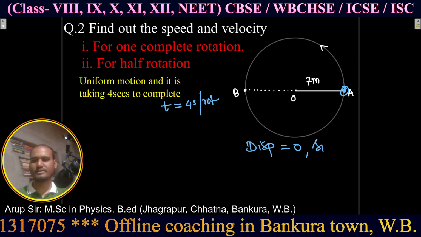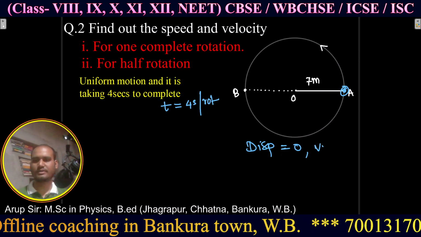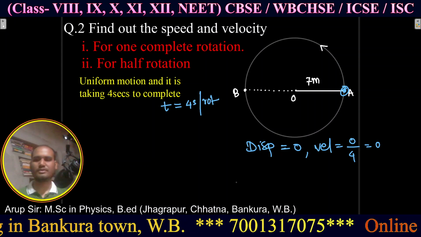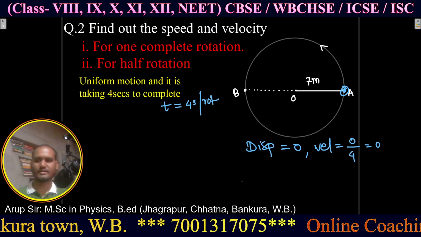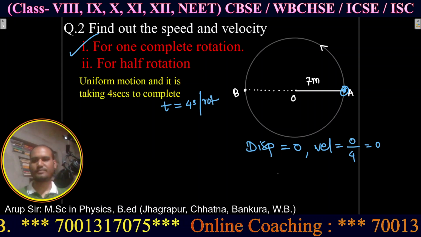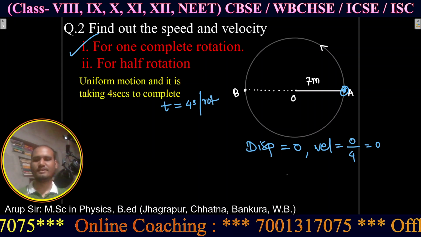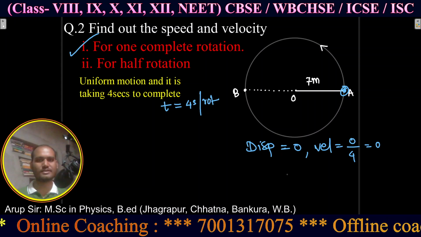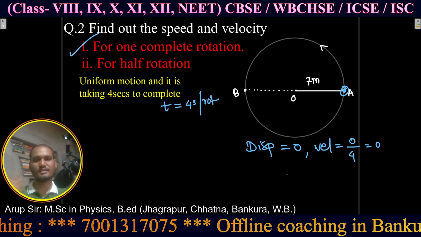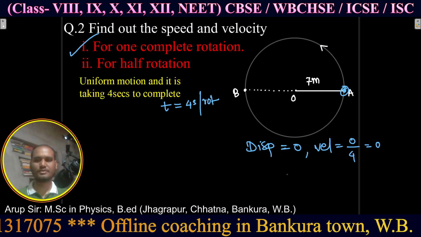If displacement is 0, then you have an idea about velocity: velocity is equal to displacement by time, so it will also be 0. Okay, velocity and displacement, these two are 0 for the first case, one complete rotation. And secondly, what about distance? See, displacement may be 0, but distance can never be 0. If an object or a body is in motion, then distance can never be 0.